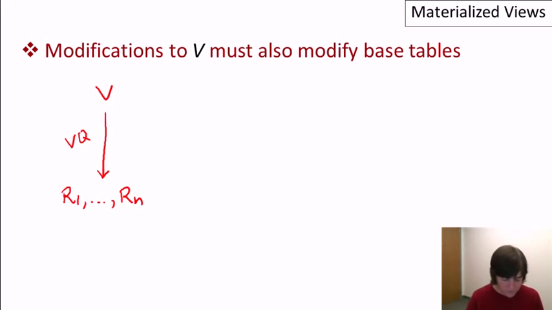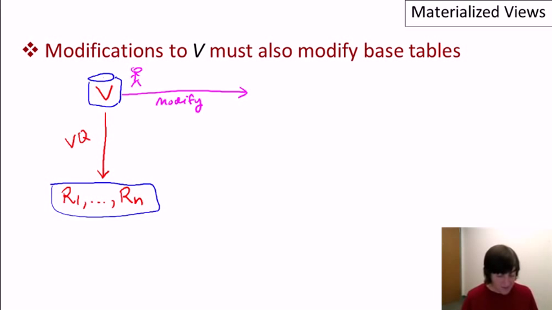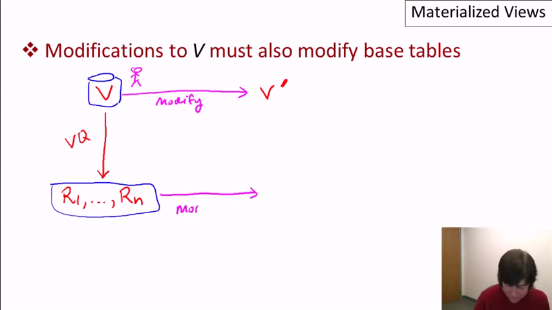Now the only difference with virtual views is that based on the view query, in this case V is actually stored in the database, so it's there. These relations are also in the database, of course. Now the user comes along and says, I'd like to perform a modification command on V. Could be an insert, delete, or update. And as a result, we can actually run that modification since V is stored, so we get some new version of V, V prime. Now what the system has to do, if it can, is perform modifications down here on the base tables, and that would be producing then R1 prime through Rn prime.